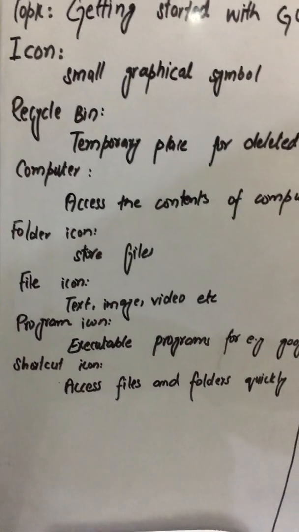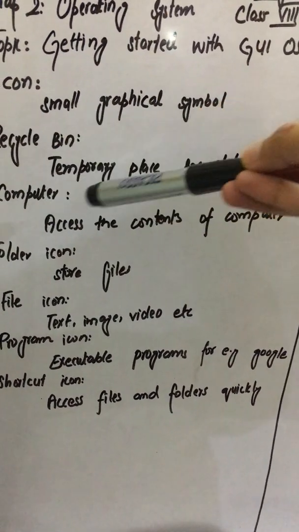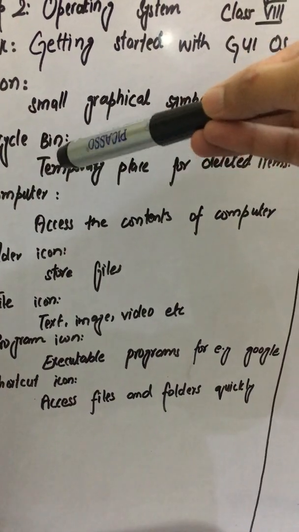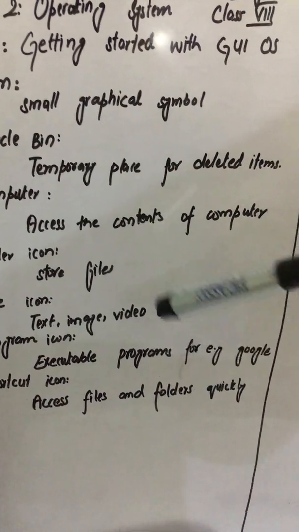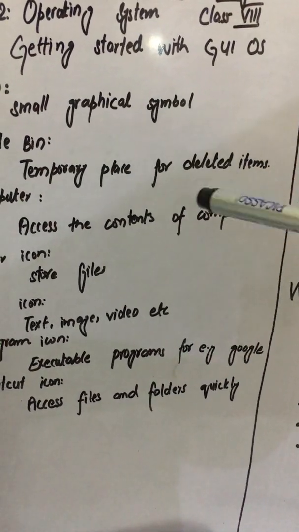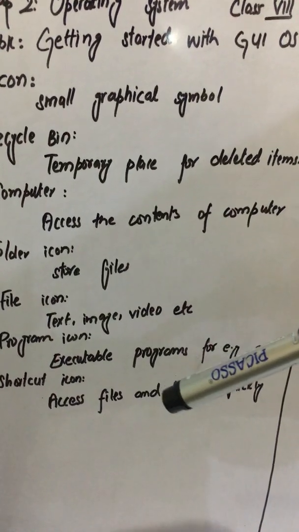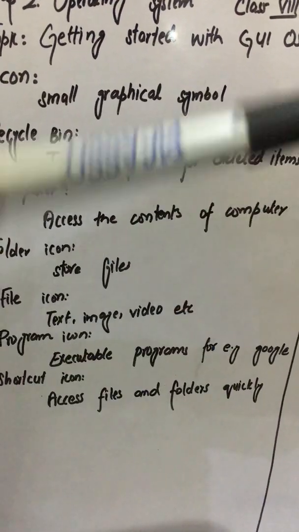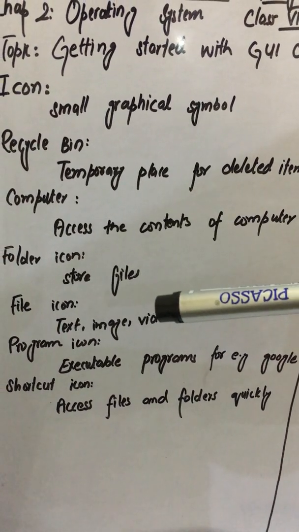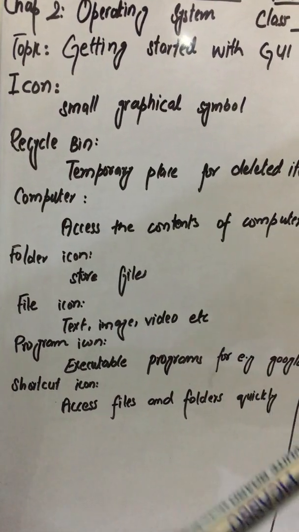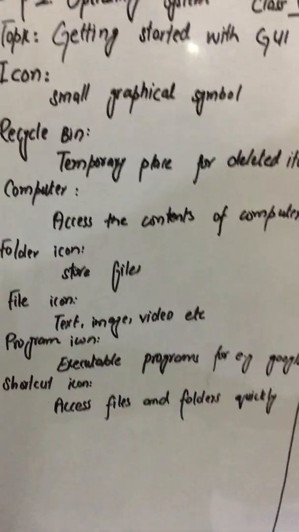Number 2 is the computer icon. This icon is always represented with a monitor with a mouse and a keyboard and the processor beside it. So this icon is used to access the contents inside the computer. It allows you to access computer drives and manage files in the folders. It is used to navigate and manage the computer resources.